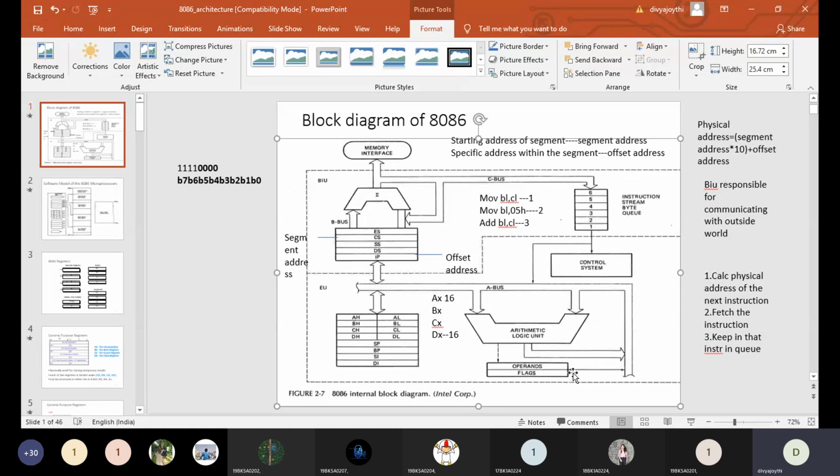Flag registers will give us the status of the result. The result is being generated by the ALU, and we have taken the example of addition. Addition has been done and its result is generated by the ALU. So whether that generated result is a positive number or a negative number, that status is being given by the flag register.